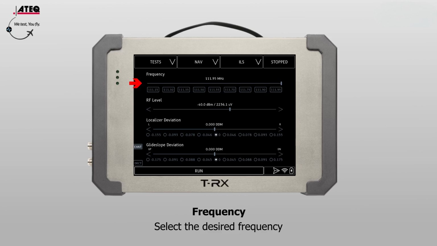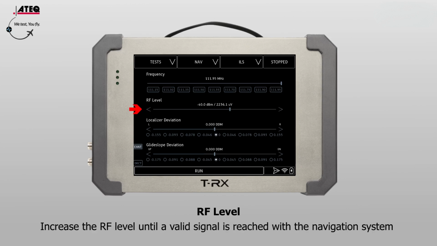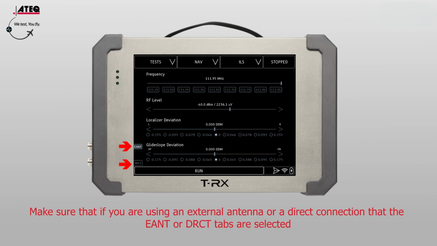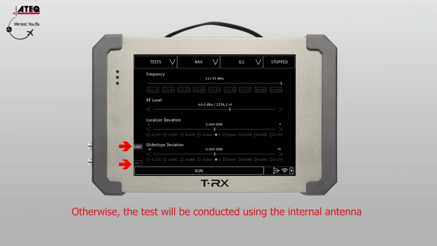Select the desired frequency. Increase the RF level until a valid signal is reached with the navigation system. Select a localizer deviation, and set the glide slope deviation. Make sure that if you are using an external antenna or a direct connection that the EANT or DRCT tabs are selected. Otherwise, the test will be conducted using the internal antenna.